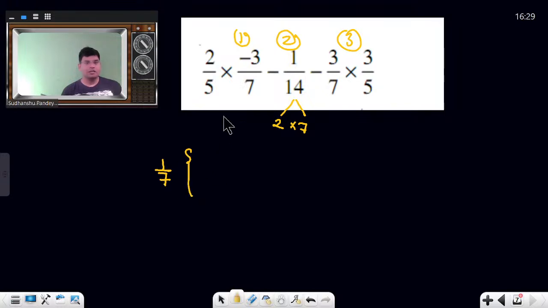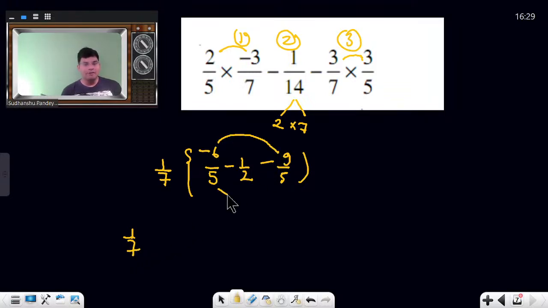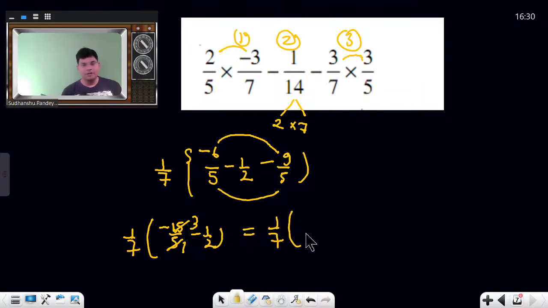So what we can write, in the first part we can write minus 3 into 2 is minus 6 by 5. In the second part we can write minus 1 by 2. In the third part we can write minus 3 into 3 is 9 divided by 5. Any doubt? No, sir. Now see this, minus 6 and minus 9 both have the same denominator, so they will be added to minus 15 by 5 minus 1 by 2. So this is going to be 3. Okay, minus 15 by 5 is actually 3. So this will become 1 by 7 into minus 3 minus 1 by 2.